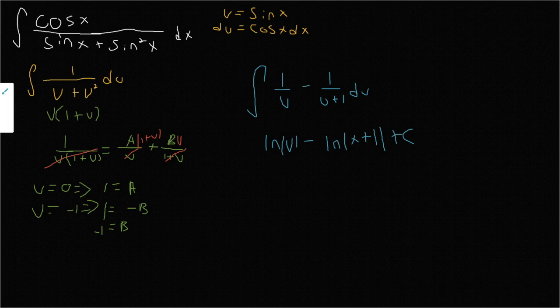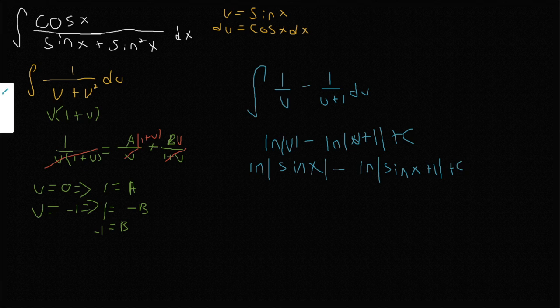And then we can now substitute back in for our u. So ln of the absolute value of u, which is sine x. And I put x here, this is supposed to be u. Minus ln of the absolute value of sine x plus 1. Sine x plus 1, boom, plus c.